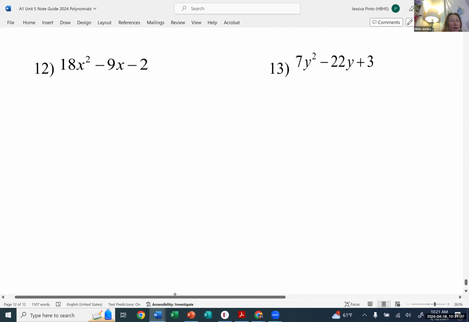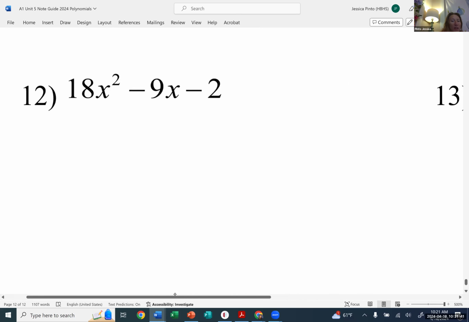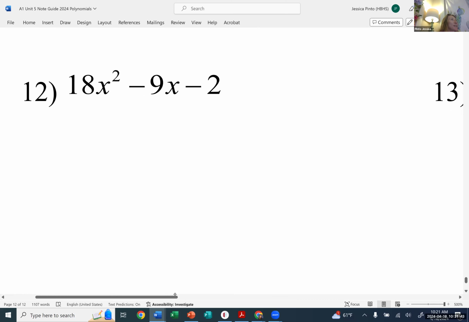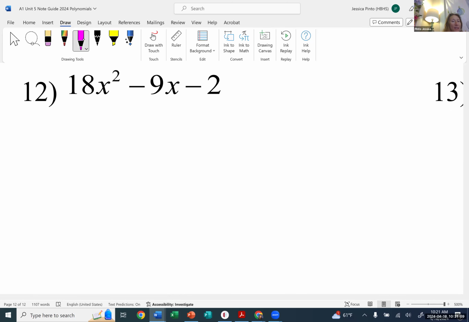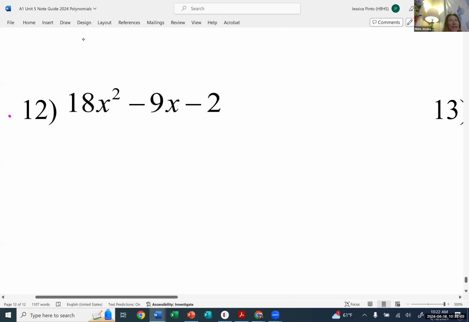Okay, we're on to number 12. As I look at number 12, I'm looking for a GCF. Do I see anything common with 18, 9, and 2? Can I divide 9 by 2? All right, so that means that there's no GCF. Instead, we're going to find A, B, and C. Write A, B, and C, then make your A, B, and C chart.